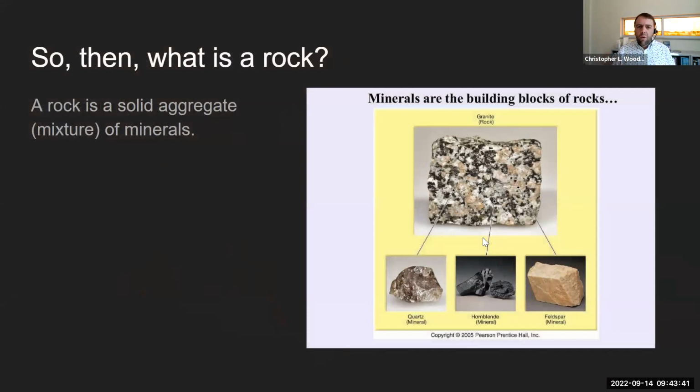So if a mineral has to fit that definition, what then is a rock? Well, a rock is an aggregate of minerals. All minerals in pure form we can consider a rock, but a rock is a combination of different minerals. For example, granite. Granite's a combination of different minerals, primarily quartz, feldspar, and a darker mineral called hornblende. Those can occur in different ratios, and so we just have to look at the ratio of each mineral that's occurring in that rock.